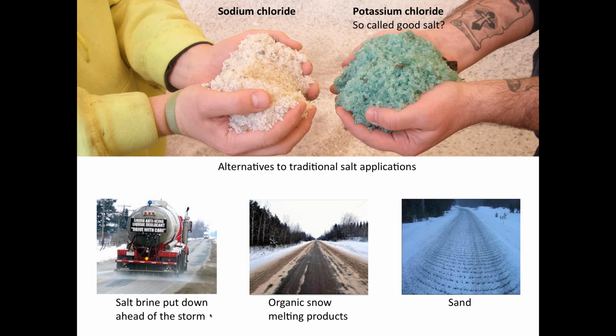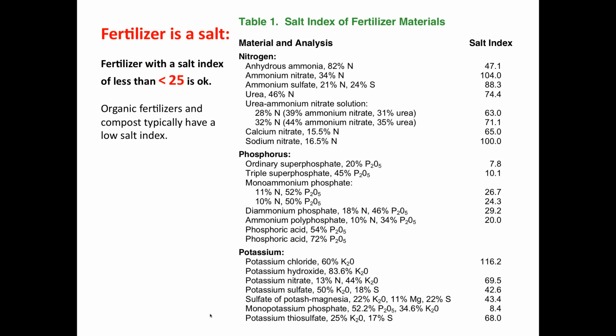But organic fertilizers, compost, for example, typically are low in salt and can do a very good job of increasing nitrogen, particularly in planting beds. So you may want to be thinking about organic fertilizers over other kinds of fertilizers.